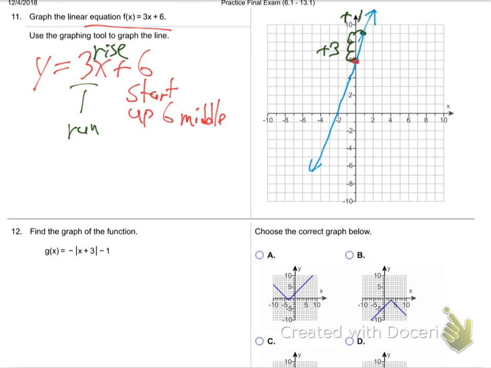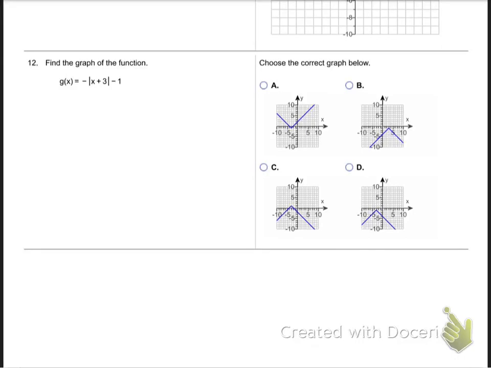There's the graph of our line. Okay, number 12. We're supposed to graph y equals minus the square root of x plus 3 minus 1.